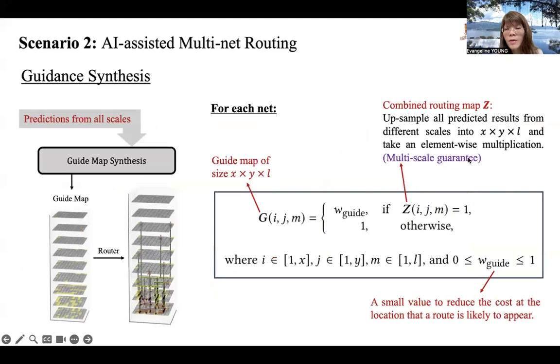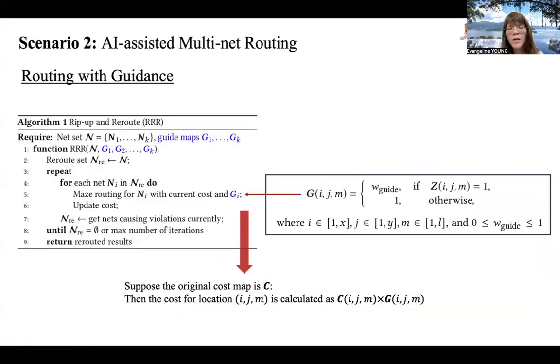Okay, and then the route guide will be used in the cost of the maze routing. You can see that if a position is within the route guide, it will have a cost which is smaller than 1. Otherwise, it will have a cost of 1. So this is to encourage the router to route according to the route guide. But it is not a strict restriction. It just encourages the router to follow the route guide.